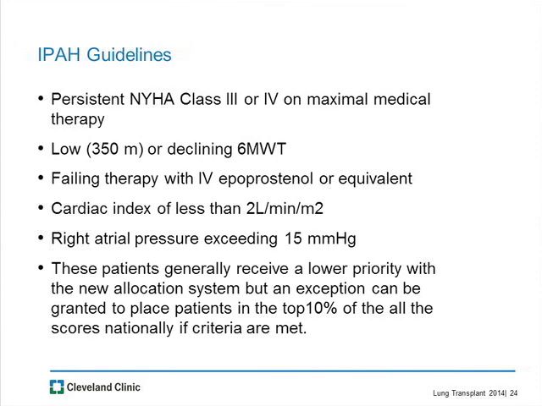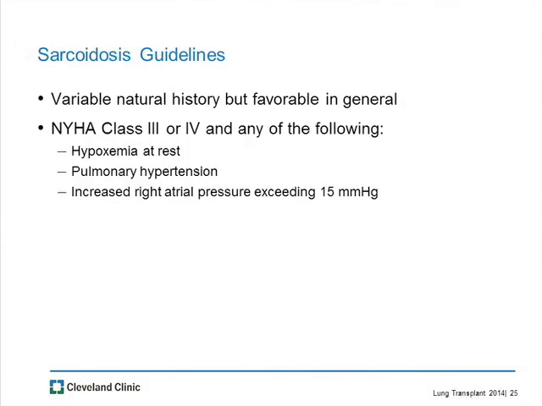Now, a few words about the IPF patients. They do receive a lower priority on the new allocation system, but an exception score can be obtained from the UNOS board that would place these patients in the top 10% of all scores nationally if certain criteria are met. Sarcoid also has a variable natural history, but it's favorable in general.